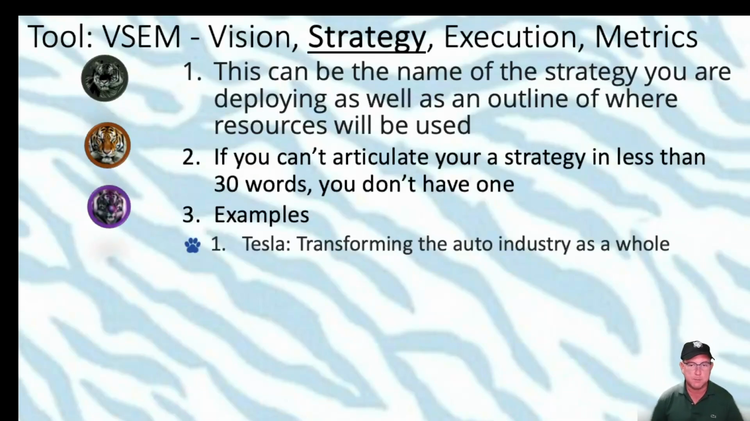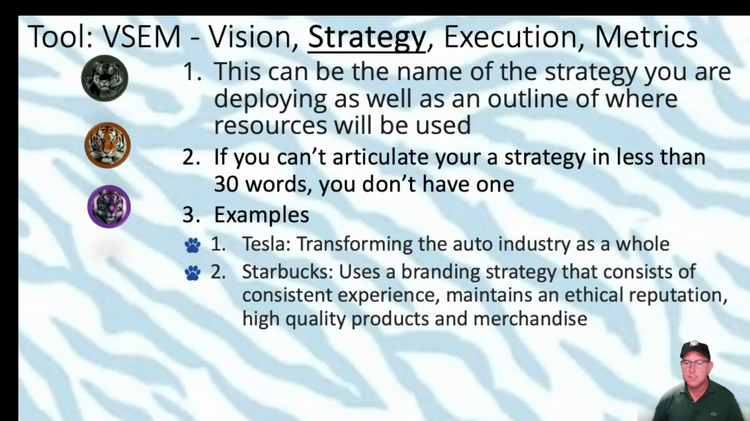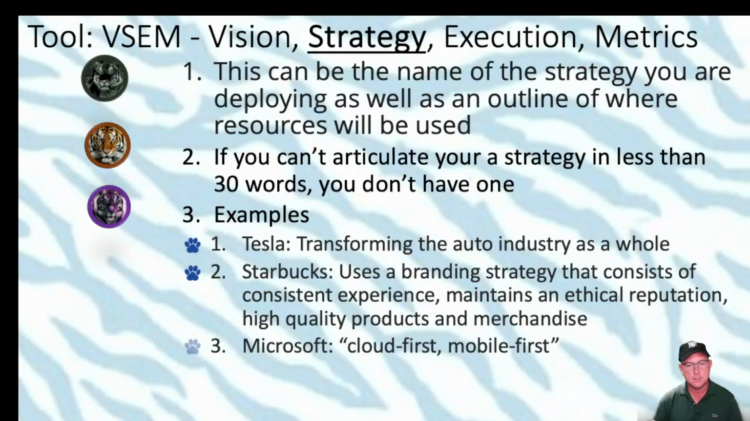So, let's go over some examples. Tesla's strategy is transforming the auto industry as a whole. Starbucks uses a branding strategy that consists of consistent experience, maintain an ethical reputation, and high-quality products and merchandise. And Microsoft, which has probably changed now thanks to AI, but when I made this, it was cloud first, mobile first. All right, and you really kind of see that these companies are fulfilling their strategies.